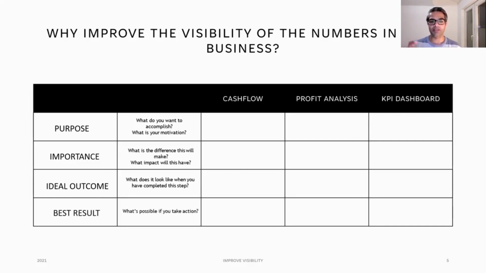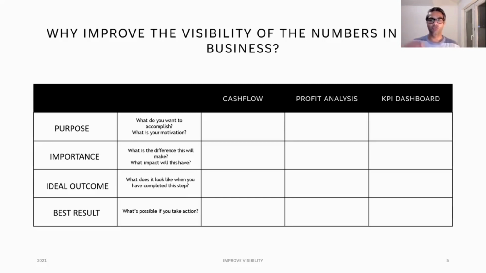What's the best thing? What's possible if you take action when you do this? What's the best thing that will happen if you take action on this particular part, on the cash flow, profit analysis, and KPI dashboard part? And you need to come up with some sort of positive result that will inspire you and energize you to keep on moving. Because when it gets tough, we have a tendency, all of us, to slow down and get distracted, slow down and stop.